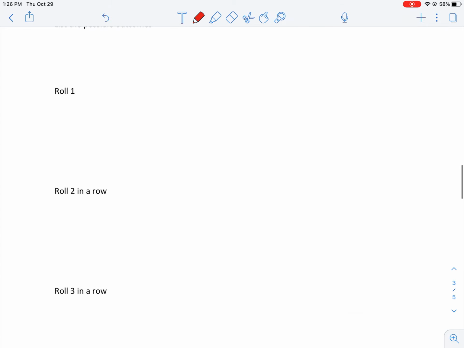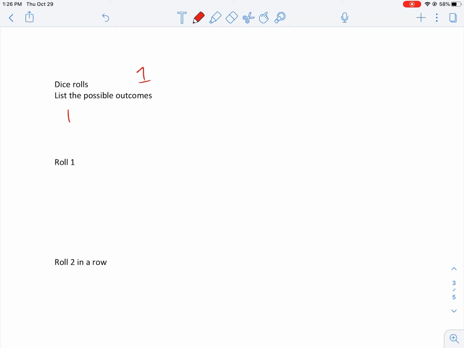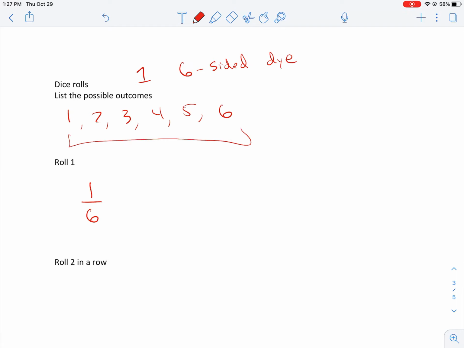So here's the last part. We're talking about dice rolls. So list the possible outcomes of a dice roll. If I've got one dice, we're just doing one dice, our possible outcomes are 1, 2, 3, 4, 5, and 6. We're just going with a simple 6-sided die. I didn't really specify. We're going to roll 1. So the chance of me rolling a 1 is a 1 out of 6 chance, because I have that many outcomes. So I have a 1 out of 6 chance of rolling a 1.